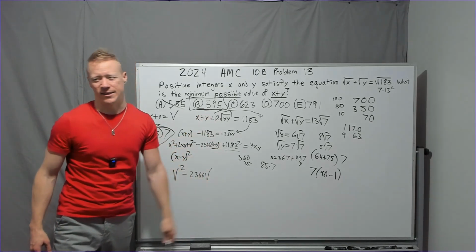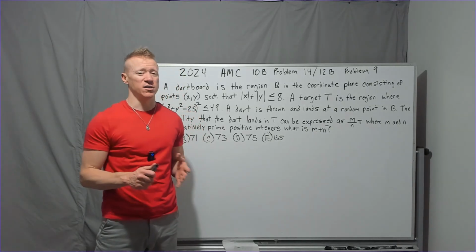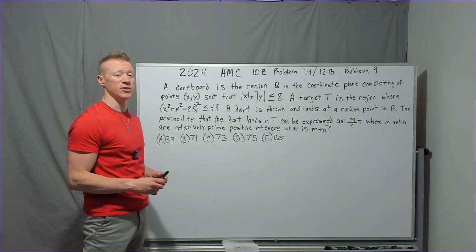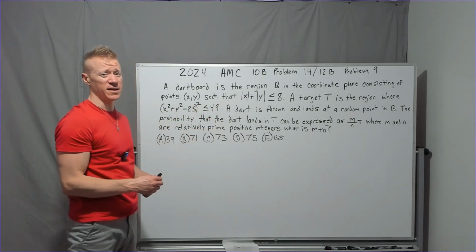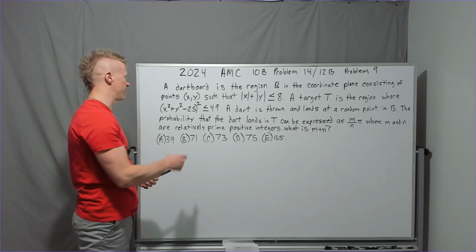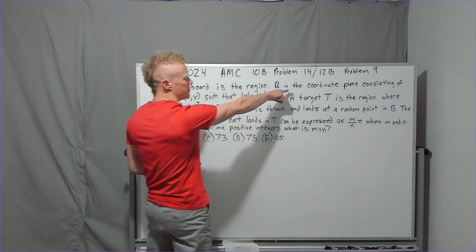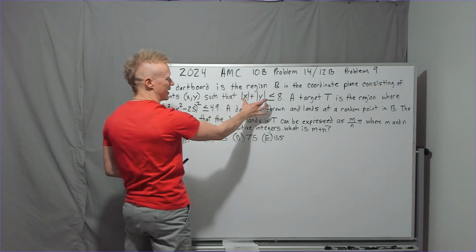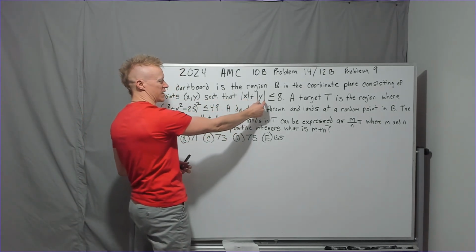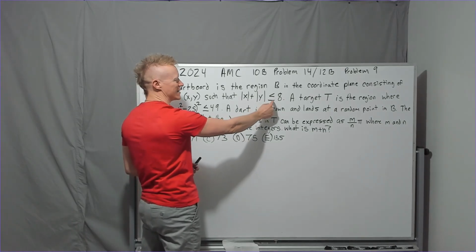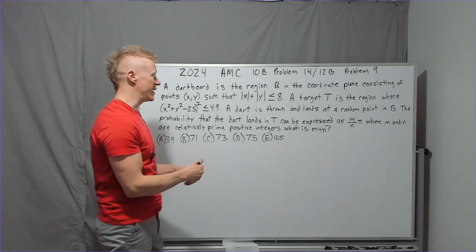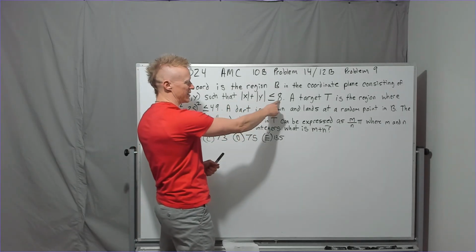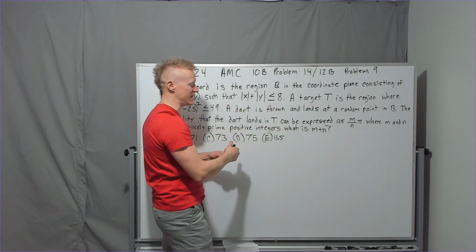Let's get to problem 14. And here we get another small notebook concept appearing on the test. So if you were in that class, I really hope you caught this and were able to put it to use immediately. It's just a diamond graph. A dartboard is the region B in the coordinate plane consisting of points x, y, such that absolute value of x plus absolute value of y is less than or equal to 8. If you took my class, this is a diamond graph whenever you have this, and the distance from the origin on the axes is 8.